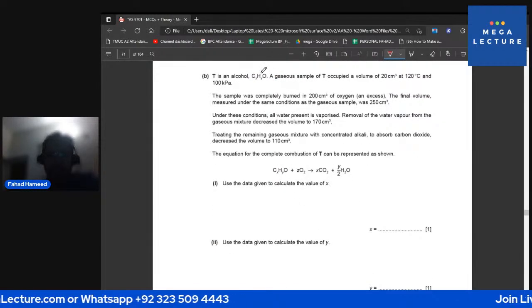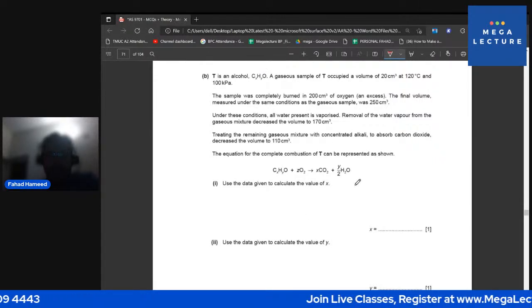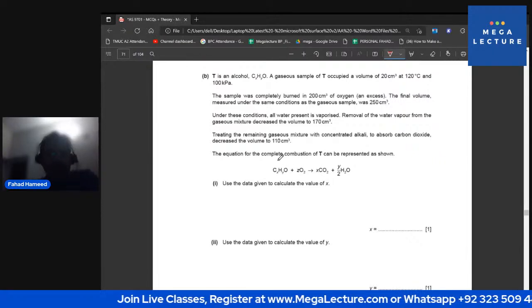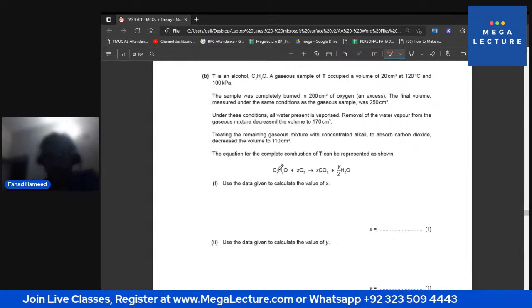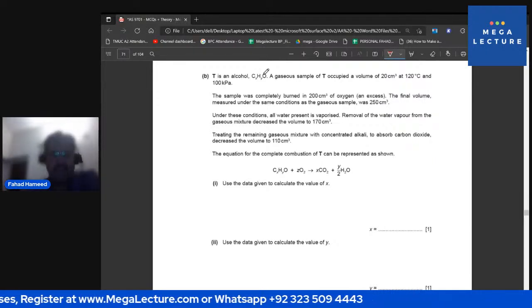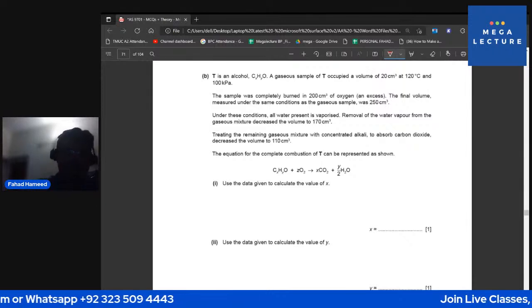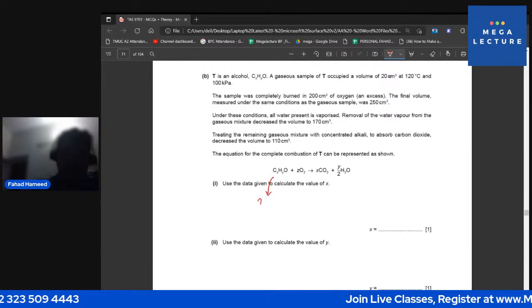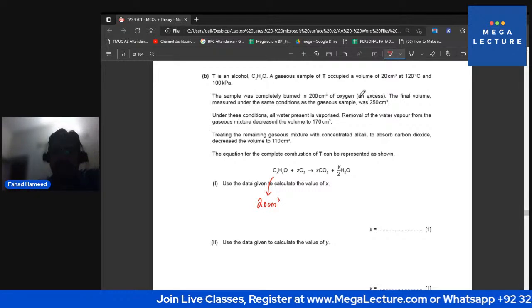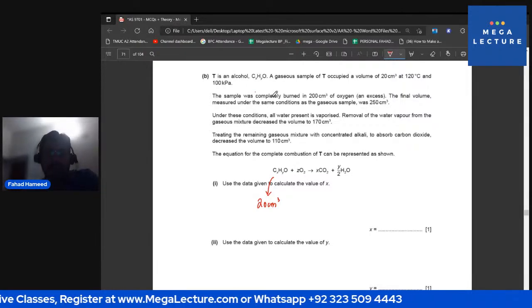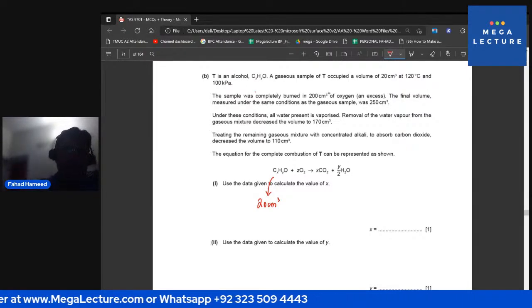Now, if you look at this question, here's a combustion analysis question. By analyzing the combustion products, you will be able to figure out the structure or the formula of this molecule over here. So we've got an alcohol, and the alcohol T occupies a volume of 20 cm cube, at 120 centigrade and 100 kilopascals. The sample was completely burned in 200 cm cube of excess oxygen.